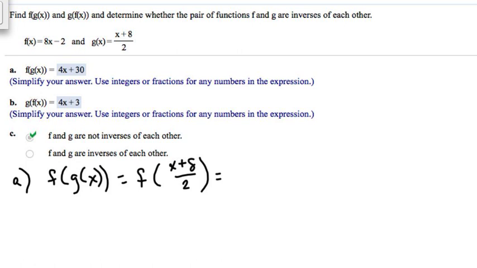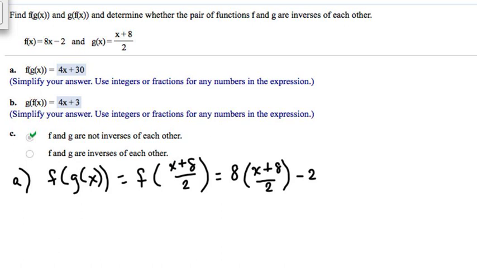Now, when we plug something into f of x, we multiply it by 8, and then we subtract 2. So that's exactly what I'm going to do, and I'm going to use parentheses. So I'm going to take this (x plus 8) over 2, multiply it by 8. I'm going to show that with parentheses. So 8 times parentheses (x plus 8) over 2. And remember, we also have to subtract 2.